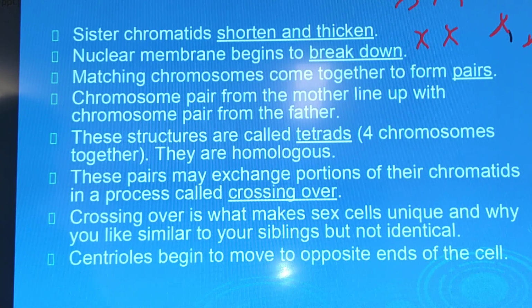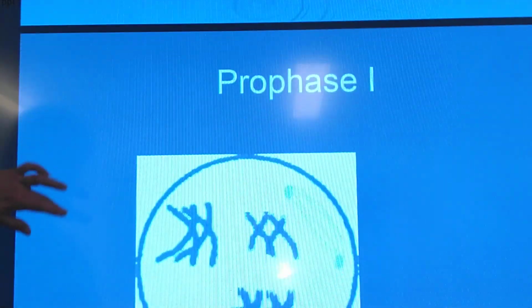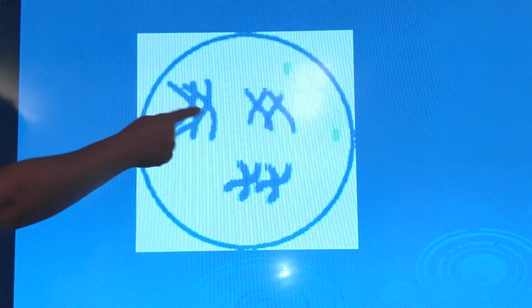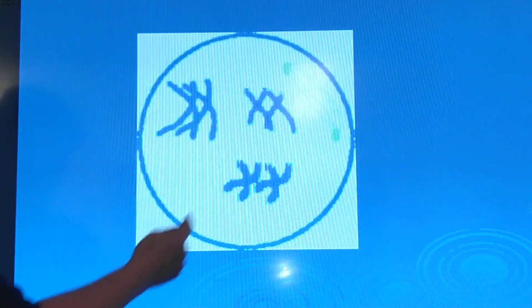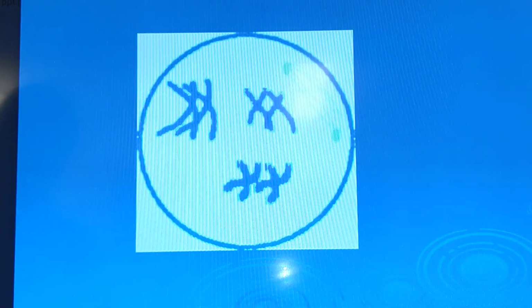So these pairs exchange portions of the chromatids in a process called crossing over. Crossing over is what makes sex cells unique and why you're similar to your siblings but not identical. And the centrioles begin to move to the opposite ends of the cell, just like they did in mitosis. So here we go, prophase 1. We have our homologous pairs. They're crossing over. Okay. Those are homologous. These are homologous.